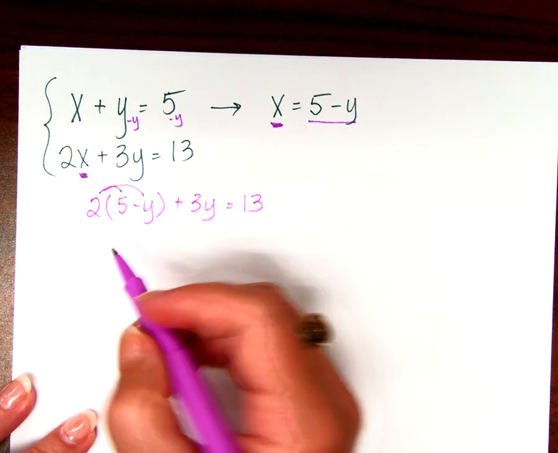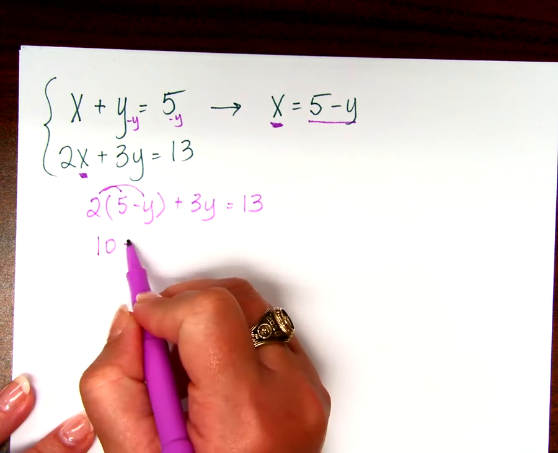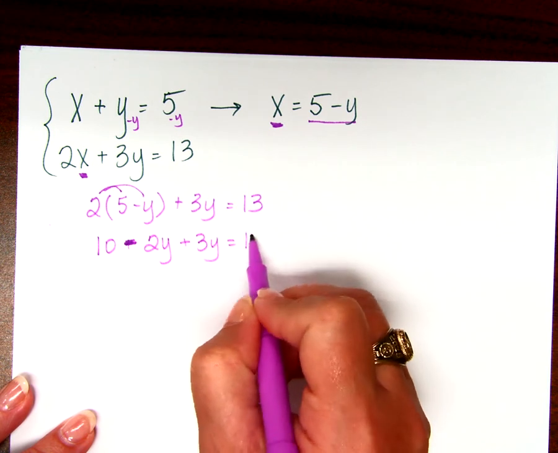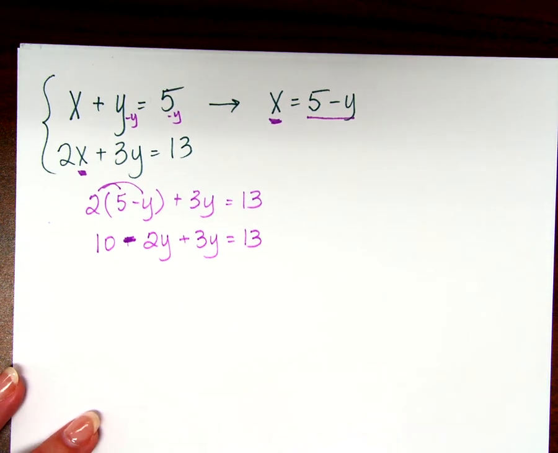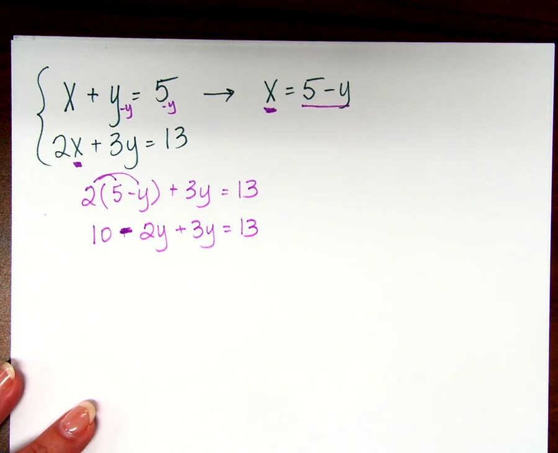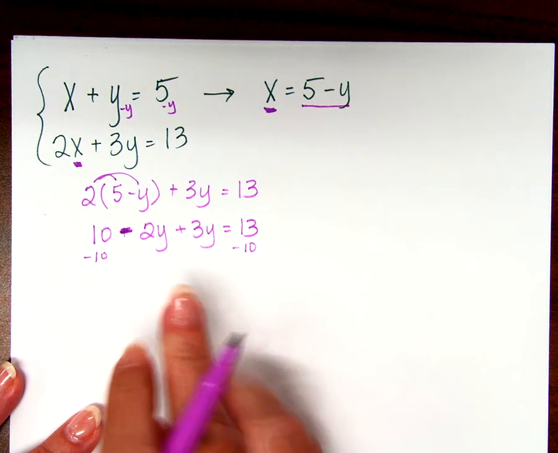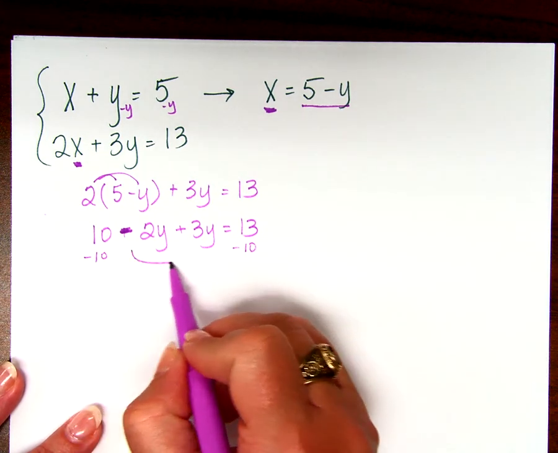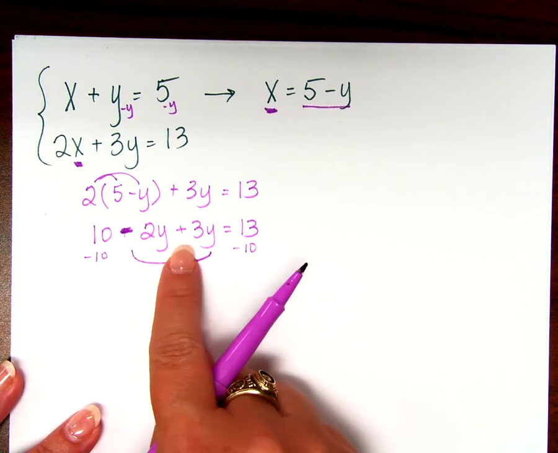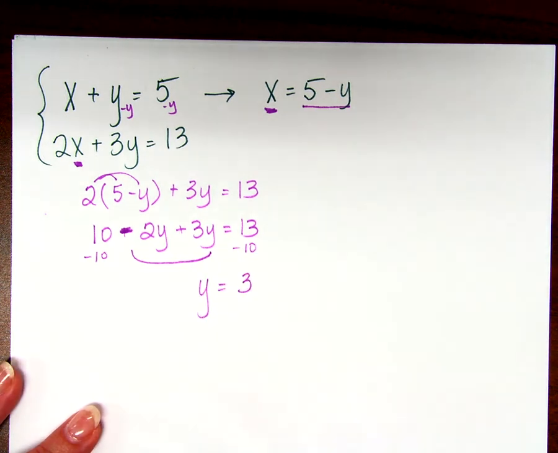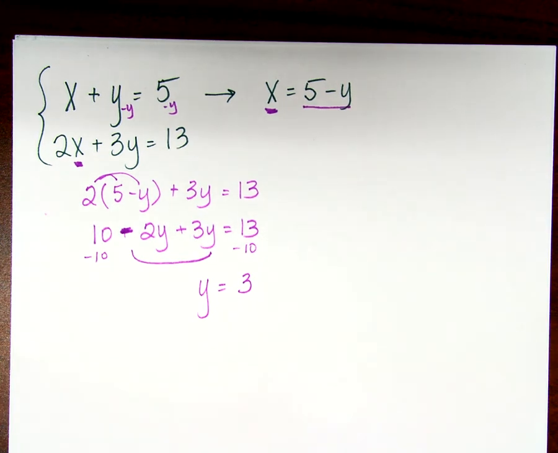Now what? Distribute here and here. 10 plus minus 2y plus 3y equals 13. How comfortable are you at doing multiple steps at a time? Can you do two steps at one time? Yes? So I'm going to go ahead and subtract 10 from both sides, and I'm going to combine my y's at the same time. What's negative 2y plus 3y? y equals 3. Because 13 minus 10 is 3, correct? So now I'm done, right? What?